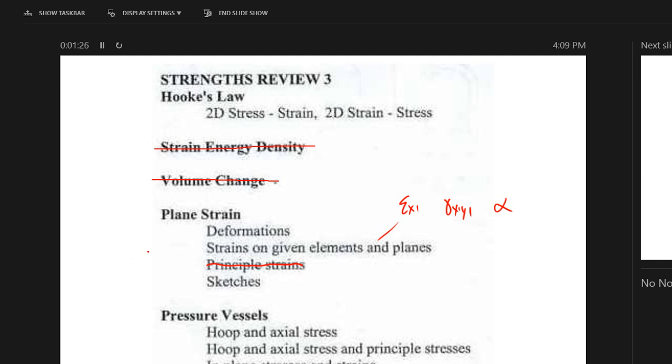And we did pressure vessels, hoop and axial stress, and principal stresses. Remember, the hoop and axial are the principal stresses, right? And then in-plane stresses and strains. So that's the biaxial stuff is what I mean by that. It's just a matter of vocabulary here, but when I say plane strain there, I mean biaxial.